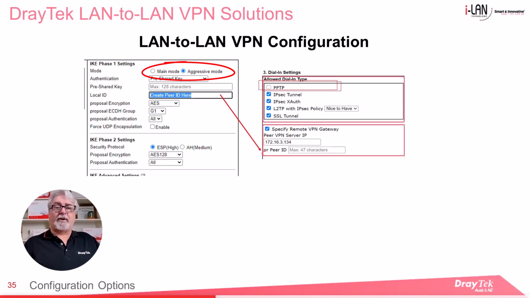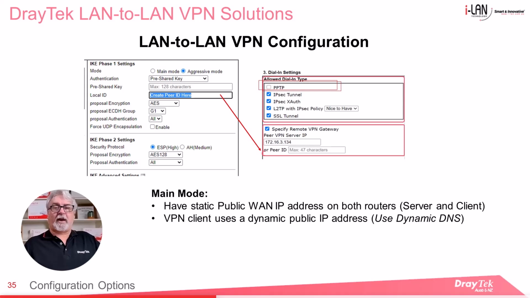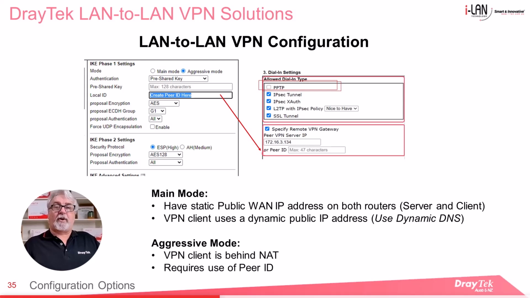So how do you know which one to use? Well, where both VPN server and VPN client routers have static public IP addresses, use main mode. Main mode can also be used where the VPN client has a dynamic public IP address. Here, use the dynamic DNS for the peer VPN server IP address. When the VPN client router is behind NAT, such as when connected via 4G to the internet, use aggressive mode. This requires the use of the local ID or peer ID, which need to match on both the VPN server and VPN client. Where both the VPN server and VPN client routers are both behind NAT, use VPN Matcher, which we'll cover shortly.